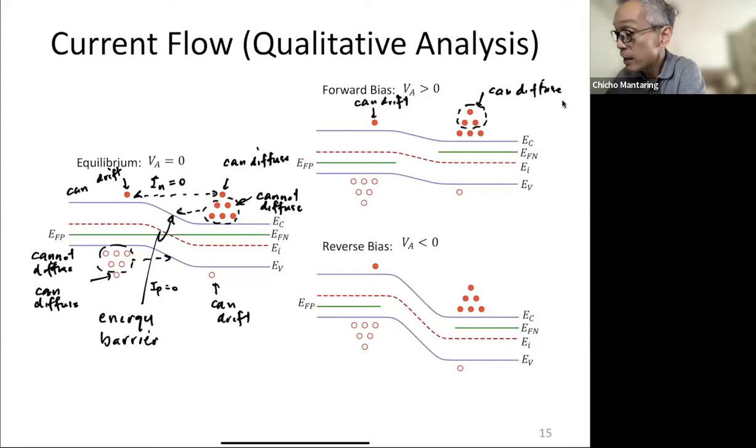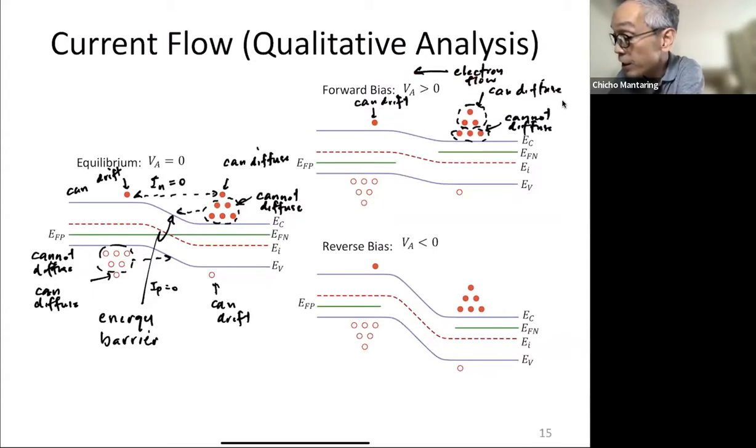Right? Kasi pag tinignan mo yung energy nito, it will be enough to overcome this energy barrier, all of these three. Ito, hindi pa rin kaya, no? This cannot diffuse. But anyway, so there's net electron flow. There will be electron flow this way, because more electrons can diffuse than the electrons from this side that can drift. So your net electron flow is going to be left to right.